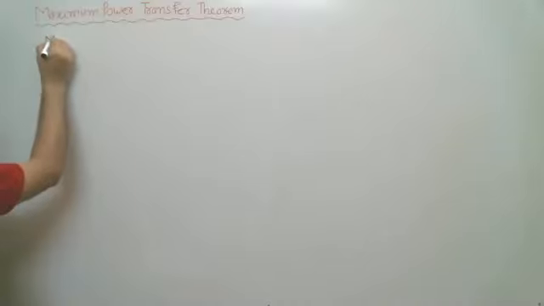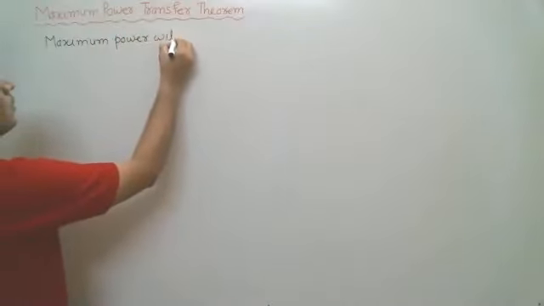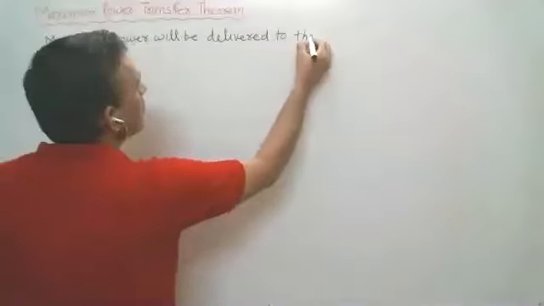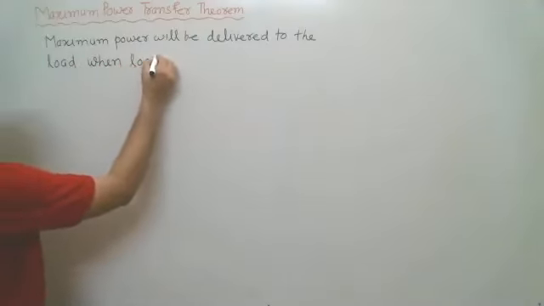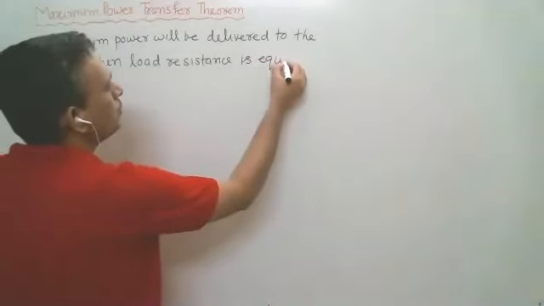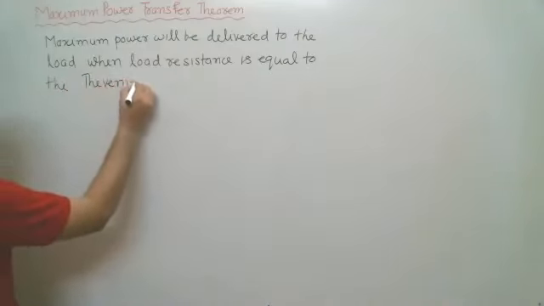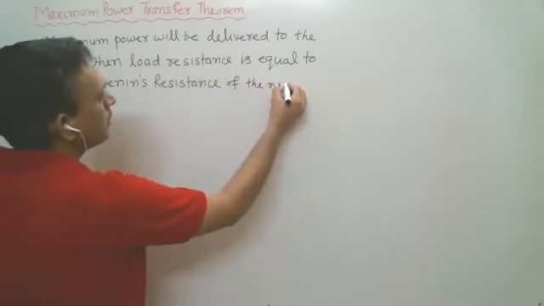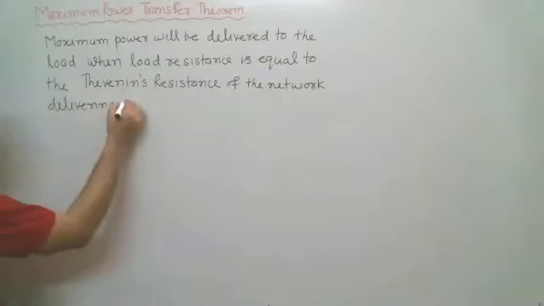So write down: maximum power will be delivered to the load when load resistance is equal to the Thevenin's resistance of the network delivering the power.